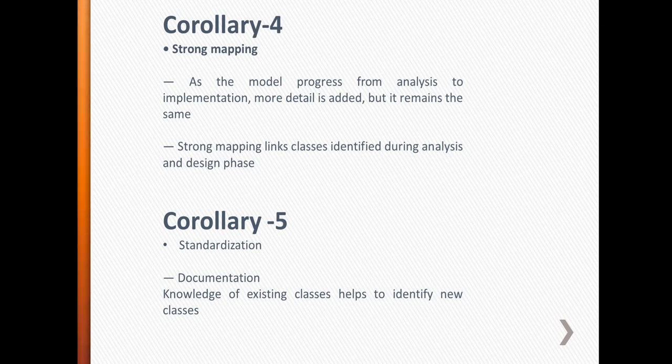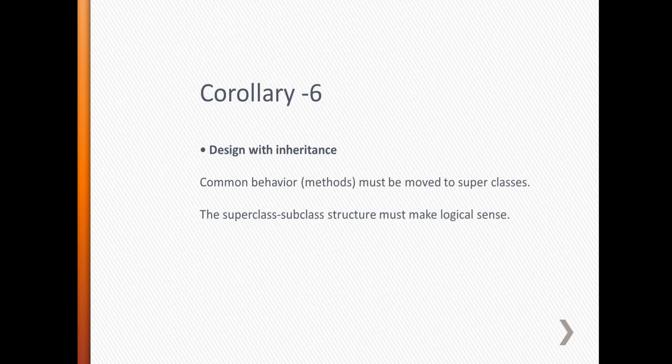Corollary 4. Strong mapping. As the model progresses from analysis to implementation, more detail is added, but it remains the same. Strong mapping links classes identified during the analysis and design phases. Corollary 5. Standardization. Documentation gives the knowledge of existing classes and helps to identify new classes.